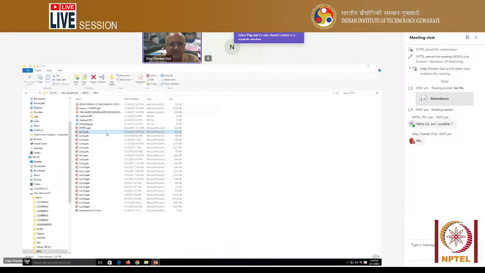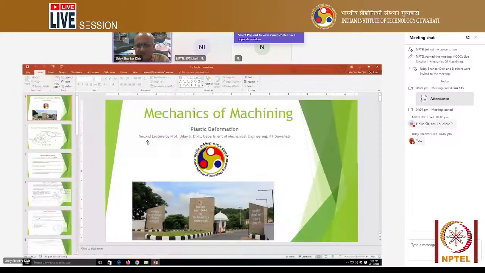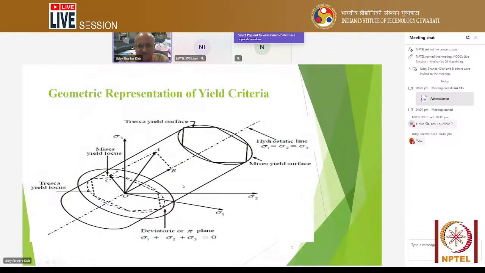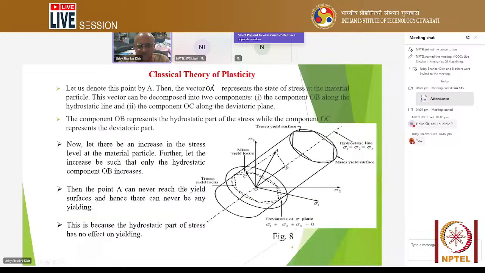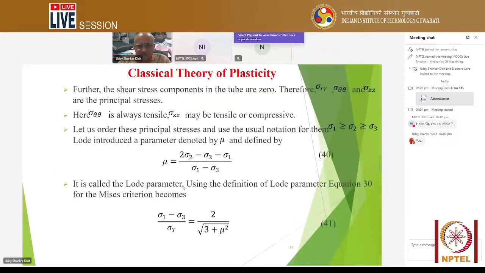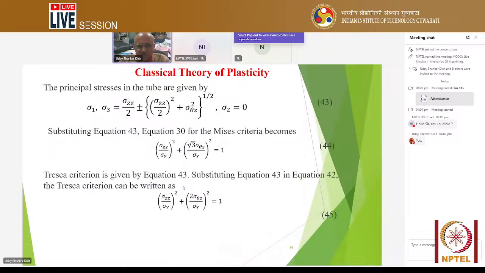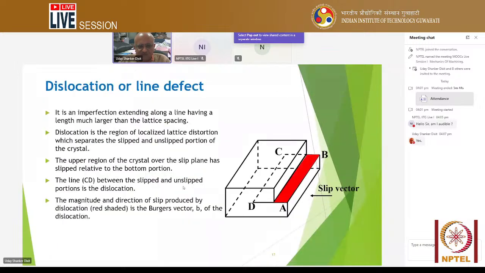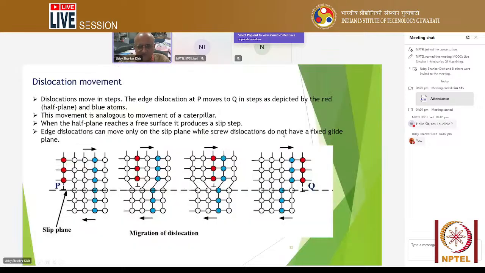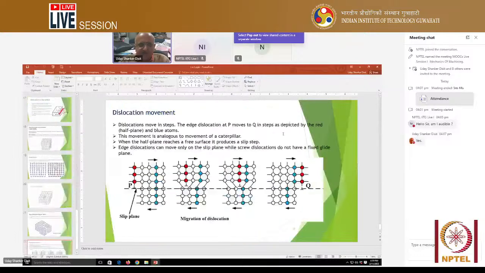And then the second lecture was this one, mechanics of machining, concept of plastic deformation. So we are telling about some criteria like the Tresca yield criterion and the von Mises yield criterion. So these criteria have been told, and we are talking about principal stresses, about dislocation, some more concepts about how it happens, but we are not giving many questions. Maybe one or two theoretical questions on dislocations may be asked in the exam.